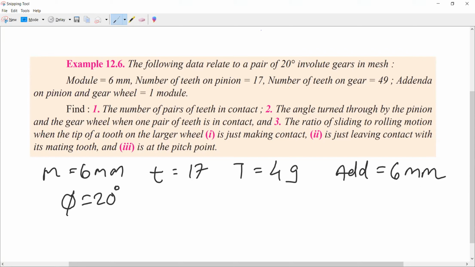You can start with the given data. What we have to find? The number of pairs of teeth in contact. Let us just focus on number 1 only. What is the meaning of this? Do you remember? This thing we have already solved in the previous numerical. I'm not asking for the equation and all, I'm just asking what is the meaning. Number of pairs of teeth in contact. That means what?